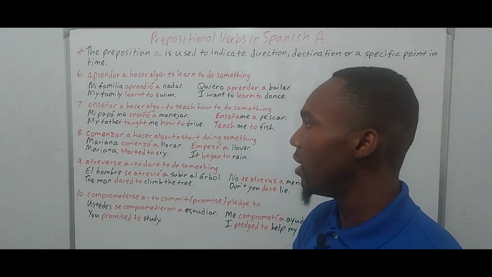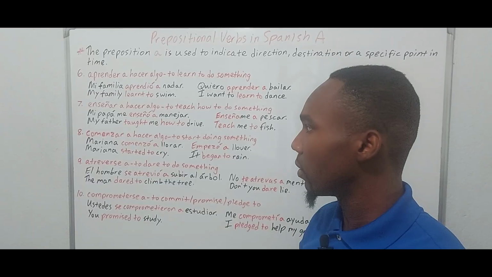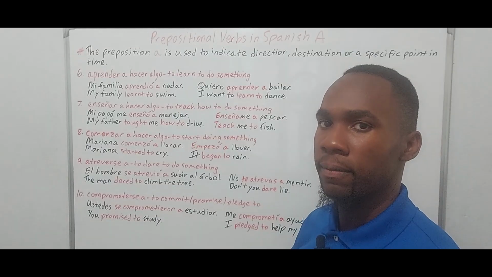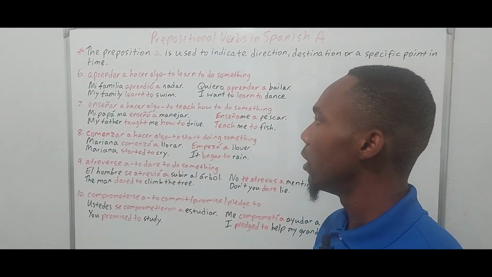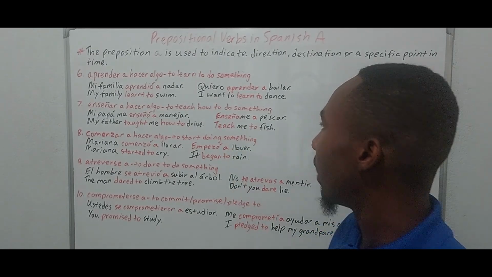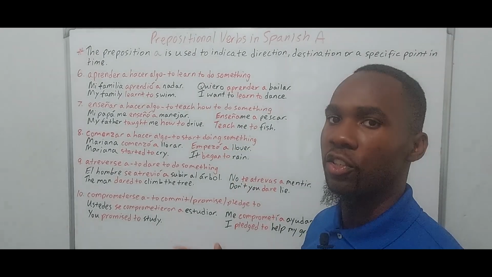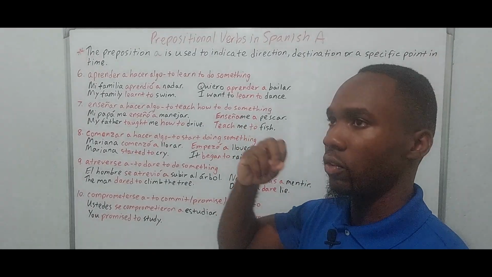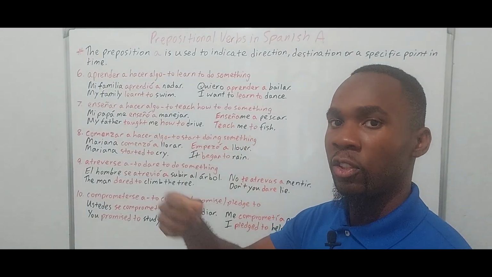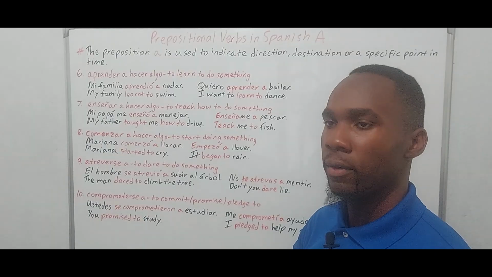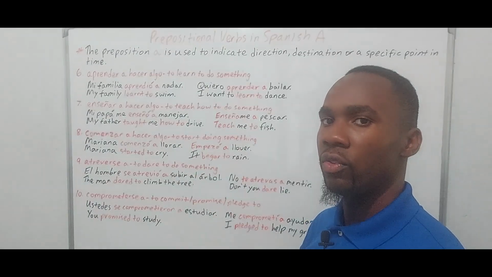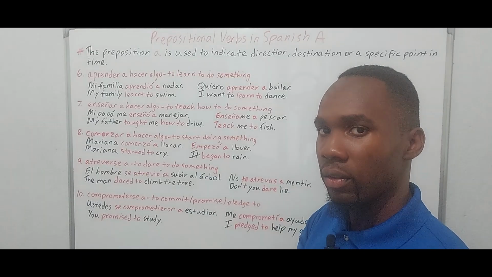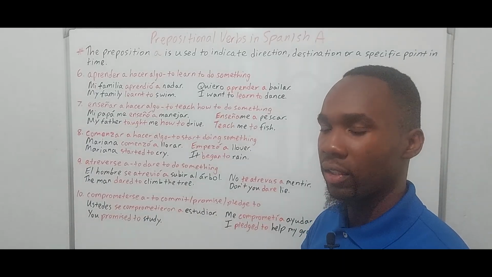So, mi papá me enseñó a manejar. My father taught me how to drive. Yeah? Enséñame a pescar. Teach me to fish. Right? So we use the a to talk about the specific activity. Right? Now let me use an example with the personal a and the a to mention the activity. Okay?